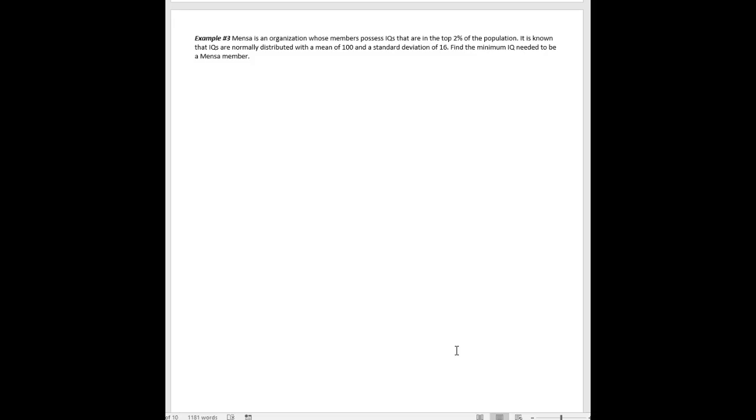Okay, so let's just think about this. Mensa, this genius organization, is this. They're saying that Mensa members are way up here, in this little tail with the top 2% of the population. So how much of the population is below that? Well, if they're in the top 2%, the rest of us are in the 98%, 0.98, right? So this is going to help us establish what our z value is. This is a very similar problem to the last one in part B.